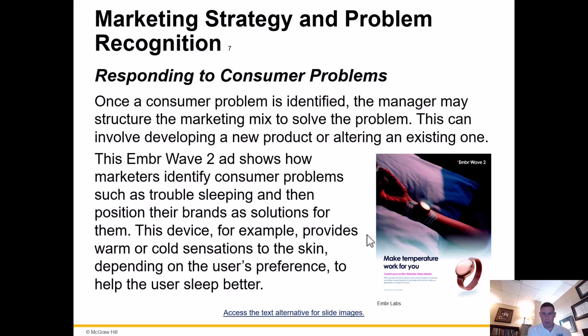Now, continuing with consumer problems and responding to consumer problems, once a consumer problem is identified, the manager may structure the marketing mix to solve the problem. This can involve developing a new product or altering an existing one. This Ember Wave 2 ad shows how marketers identify consumer problems such as trouble sleeping and then position their brands as solutions for them. This device, for example, provides warm or cold sensations to the skin depending on the user's preference in an attempt to help the user sleep better.